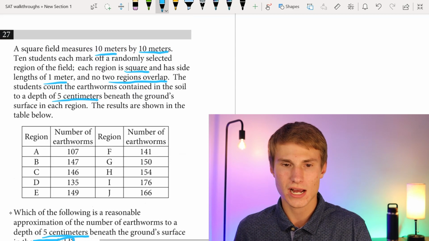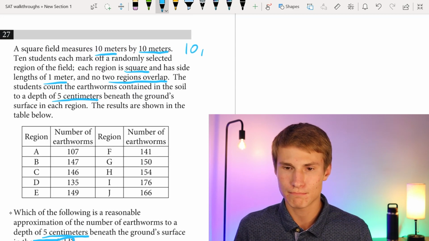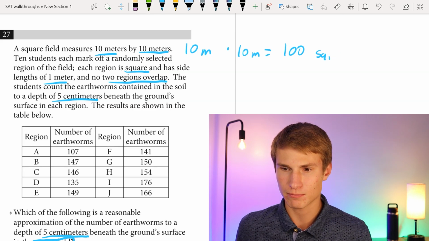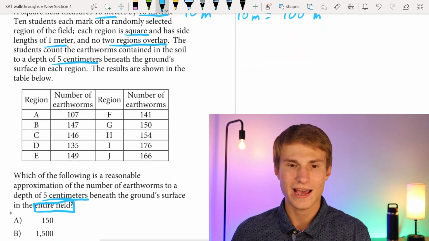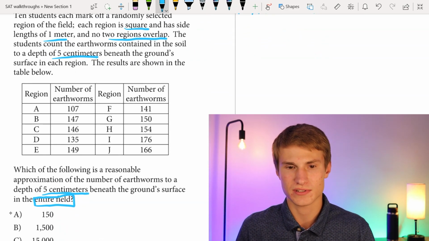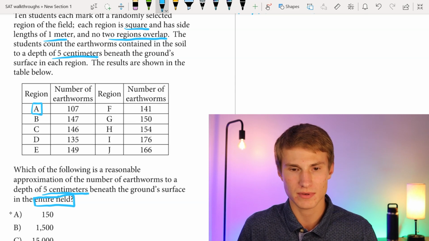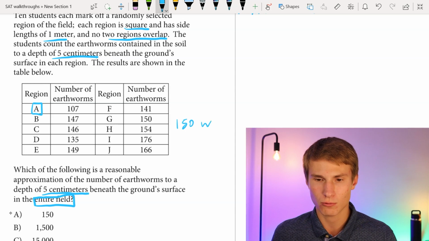Well, we're told that our entire field is 10 by 10 meters. So 10 meters by 10 meters is equal to 100 square meters, which we can put as meters squared. Now we've got to find the average in each of those square meters. We know that each of these regions is 1 meter by 1 meter, so that's 1 square meter. And we see that the average is going to be right around 150. So we've got 150 worms per square meter.